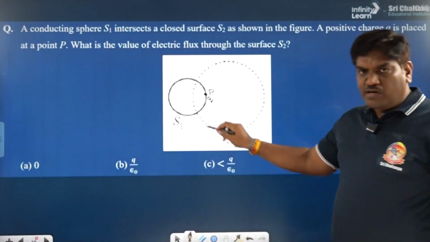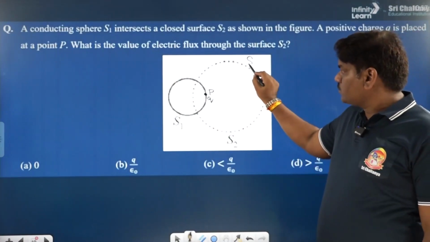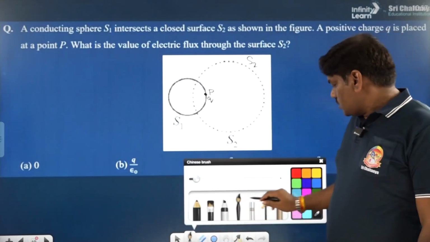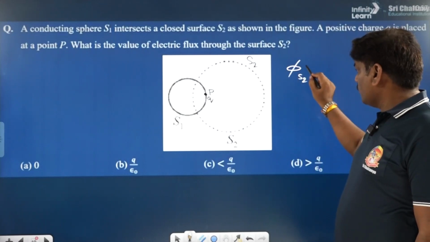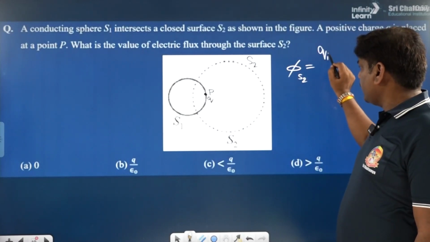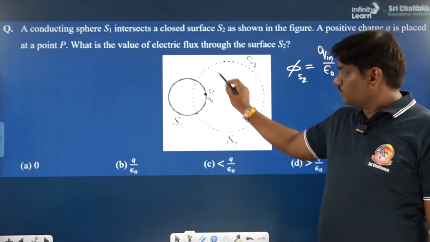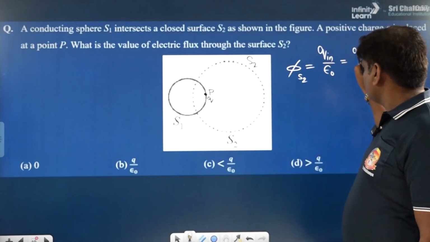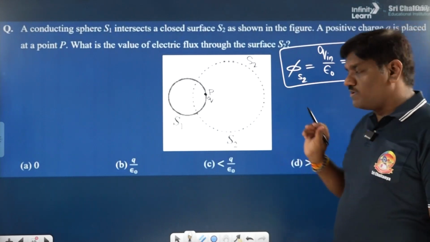Okay. If I look into this problem, my direct answer will be: through this surface S2, and according to Gauss law, the flux which is passing through the surface S2 will be nothing but the charge which is inside divided by epsilon naught. So what is the charge inside S2? It will be the total charge Q. So my answer should be Q by epsilon naught. This will be my simple answer. But the question has a little twist.